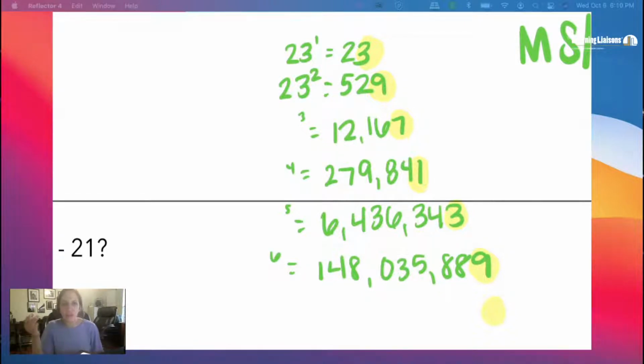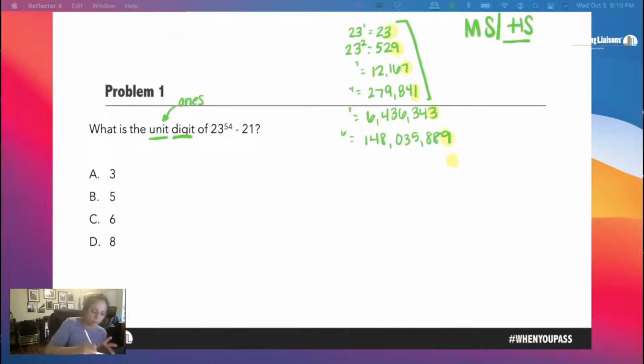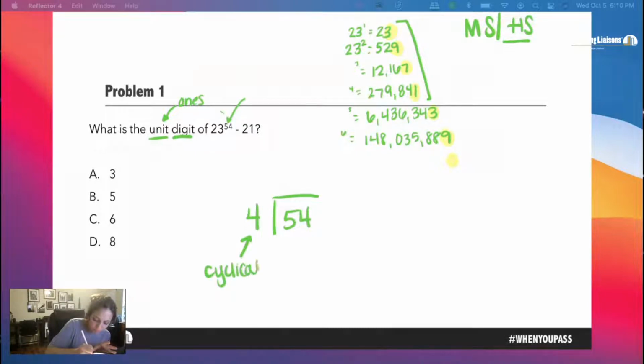What's interesting with exponents is it creates this cyclical pattern in the units digit. We don't see that in the tens digit or the hundreds digit, but what we do see it in is the units digit. So that said, if I have a cycle of 4, that means that if it's divisible by 4, I'm going to hit the end of that cycle. So if I do 54, because I'm doing 23 54 times, if I do 54 divided by my cycle number, then that's going to tell me how many cycles this is going through.